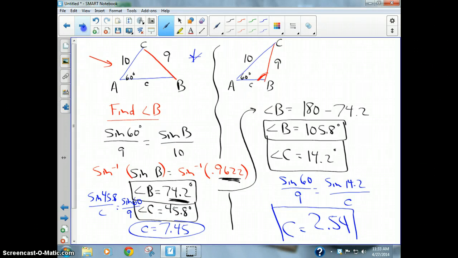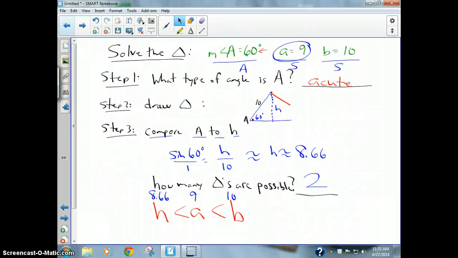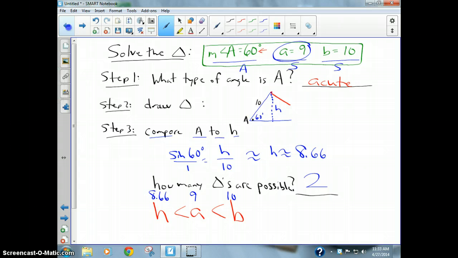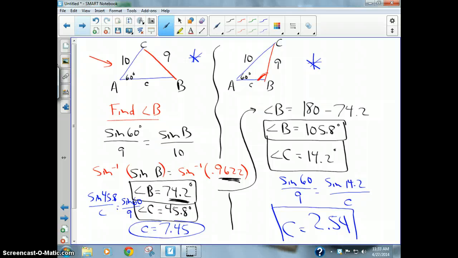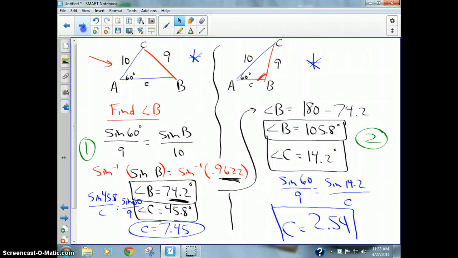Now you have two triangles. One is acute, one is obtuse, and you've solved both. So if I go back a slide, if you are told the measure of angle A is 60, side A is 9, and side B is 10, there are two possible triangles, and you have now figured them out. This is situation number 1 over here, and this is situation number 2 over here. If you have further questions, let's discuss it in class, but that's how you do the ambiguous case and the law of sines.